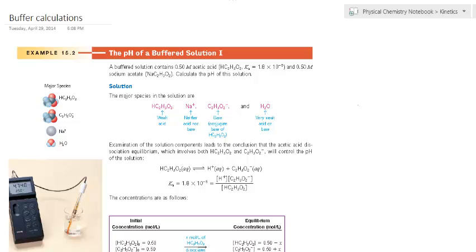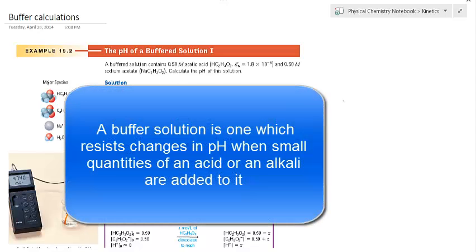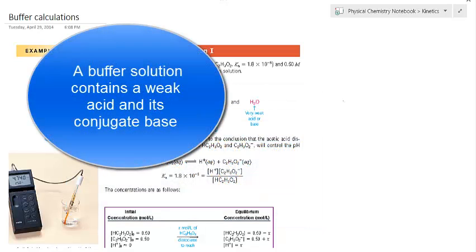So now we're going to look at how acetic acid acts as a buffer. First, we'll come up with a definition of a buffer. A buffer is a solution that contains both an acid and its conjugate base. This is a weak acid and its conjugate base in solution.